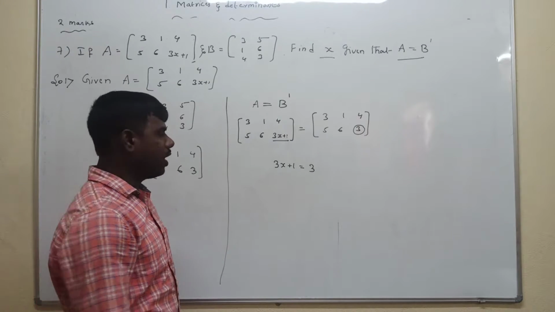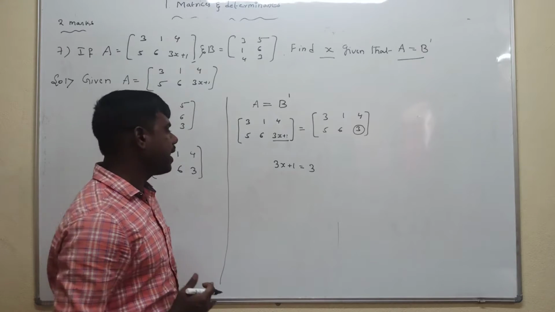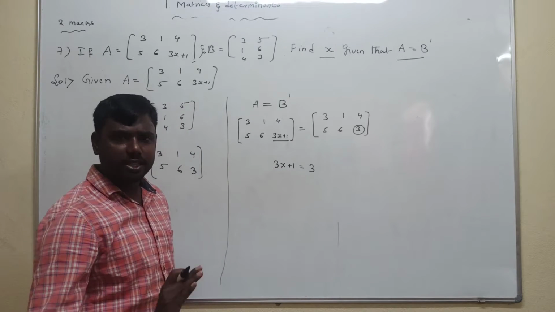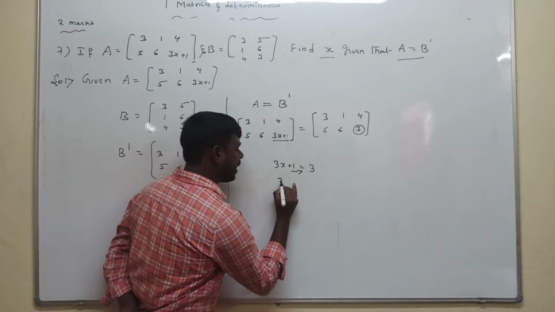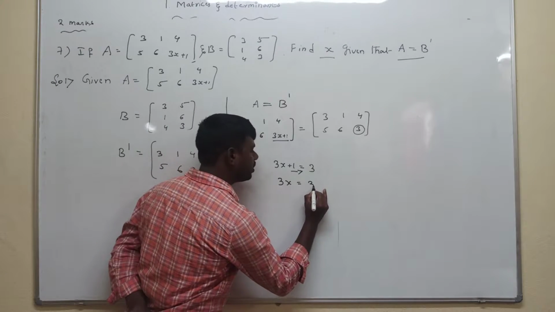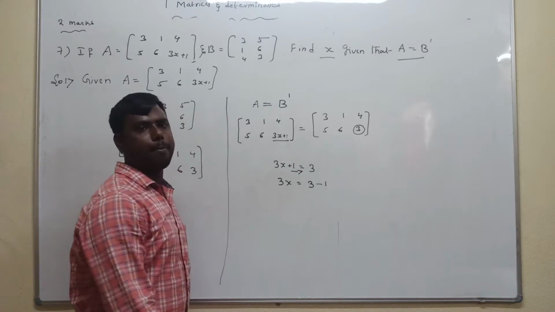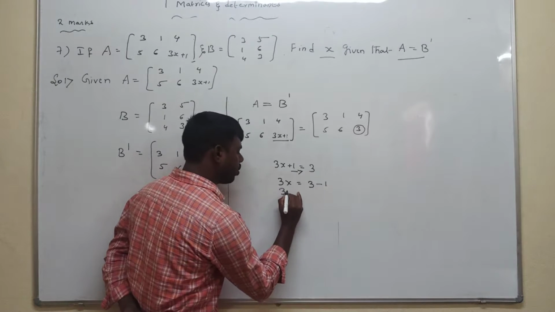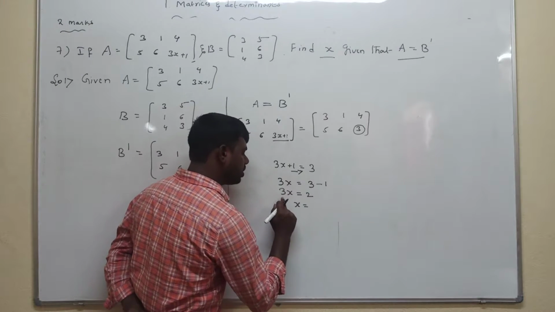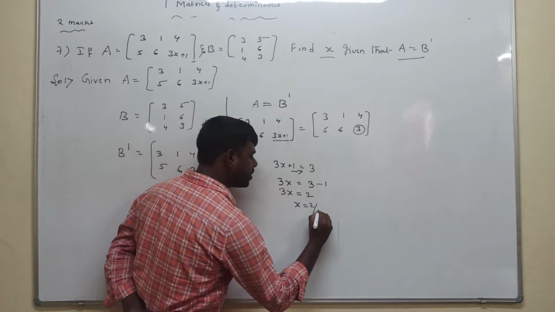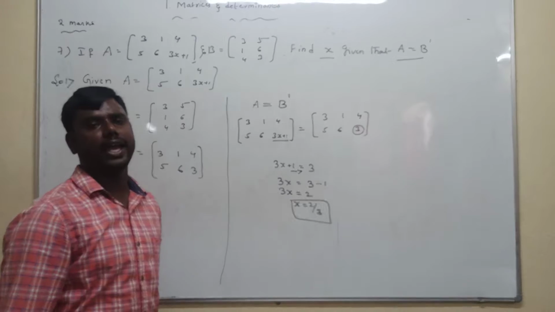So how to find the x value? x stays on one side, and the remaining constant we can take to the right-hand side. Plus 1 is the constant term, that's why we are taking it to the right-hand side. 3x is equal to 3 minus 1, that value is 2. x is equal to, we can take 3 as the denominator, x is equal to 2 by 3. Finally, we got the x value.